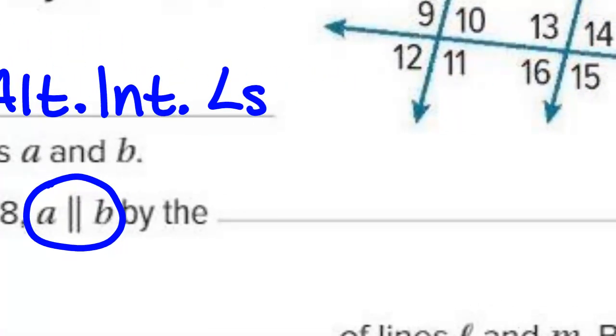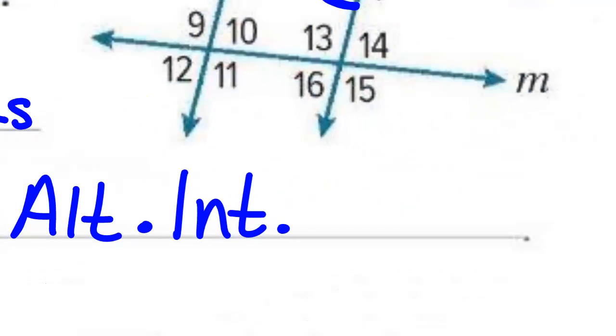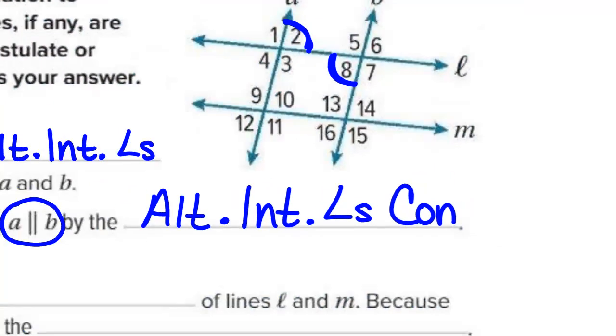B by the, what was the angle pair name again? Alternate interior angles converse.